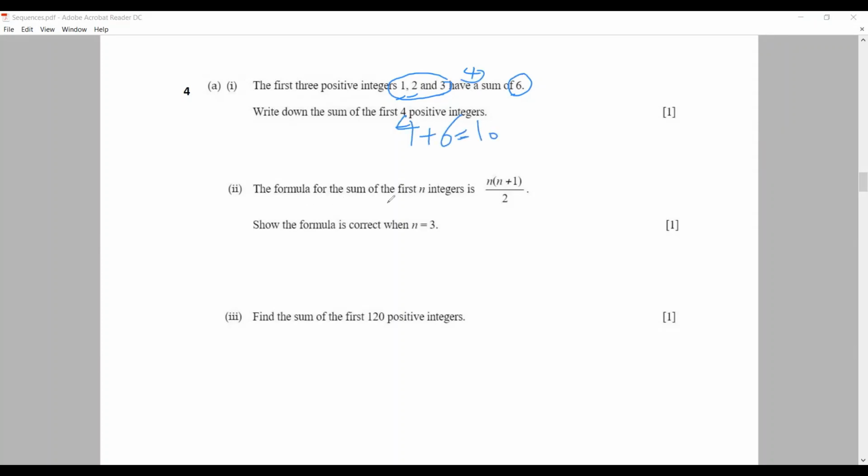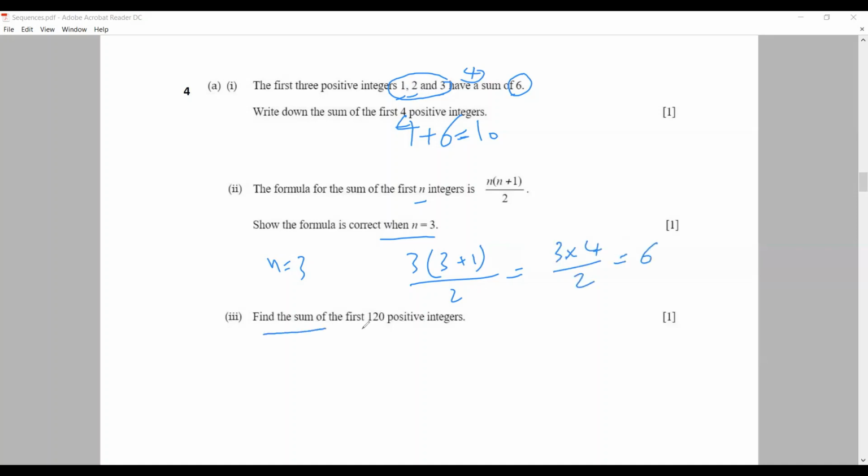The formula for the sum of the first n integers is n times n plus 1 divided by 2. Show the formula is correct when n is equal to 3. So you just have to substitute. We know the sum of the first three positive integers is supposed to be 6. So if I substitute 3 here, if I obtain 6, then it verifies that this formula is correct. So 3 times 4 divided by 2, that gives us 6.